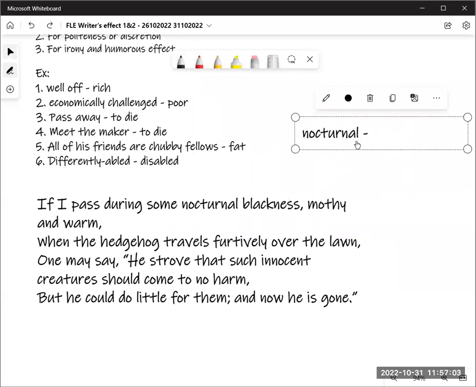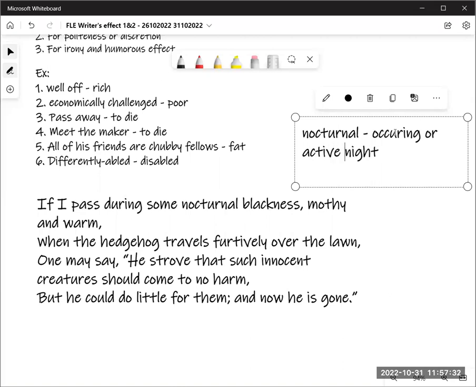Nocturnal means basically night, at night or during night. All right. Yes, sir. Sir, what is the meaning of furtively? Just a second. Rewrite it. Nocturnal means occurring or active at night.